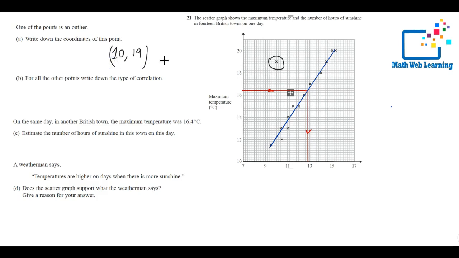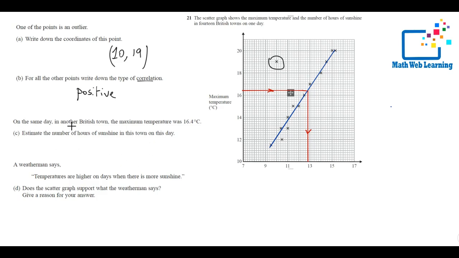Okay, it's called an outlier. Right, for all the points, write down the type of correlation. I drew the line of best fit here. You can see, even without it, that there is a positive correlation there. That's why you need to write down positive. They already mentioned correlation, so you don't have to write it again, but that's fine if you do.